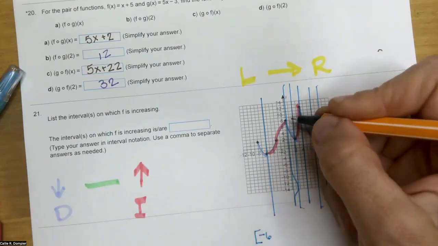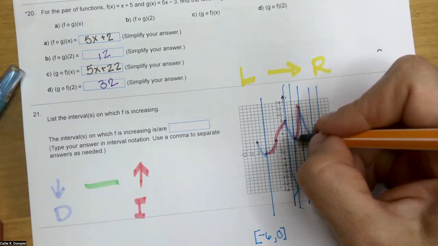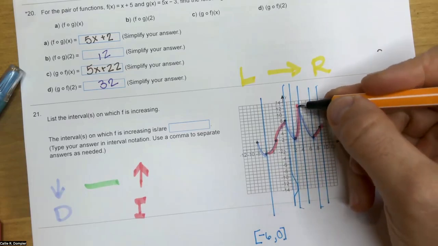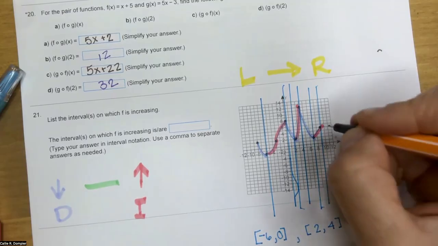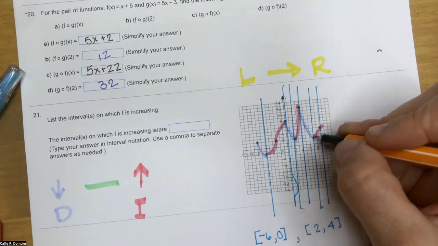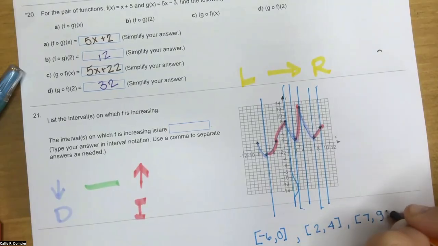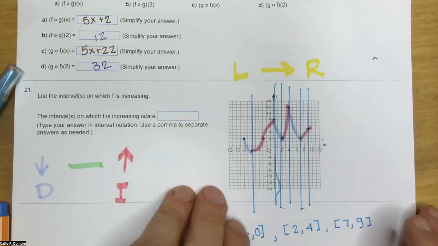until, what would we call that? 0? I was hiking up. From 0 to 2, I was not hiking up. But from 2 to 4, I was hiking up. And then I went down again. And then from 7 to 9, I was hiking up. Okay? So that's how you tell if it's increasing.